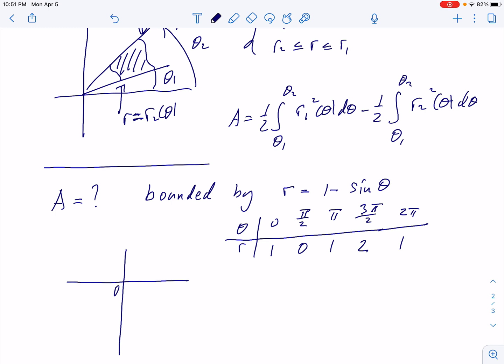When angle is 0, radius is 1. Let's say this is here 1. Then we're moving the angle towards pi over 2, radius is decreasing to 0. We'll get something like this. Then moving from pi over 2 to pi, radius is increasing to 1. On that side 1.